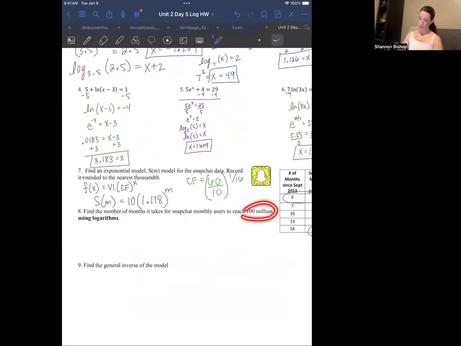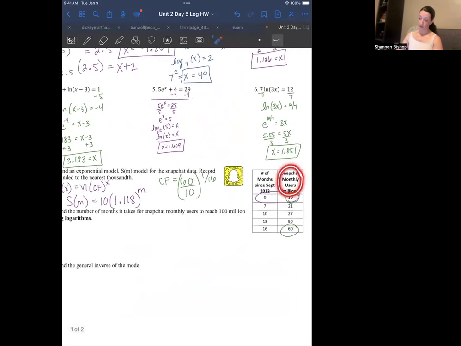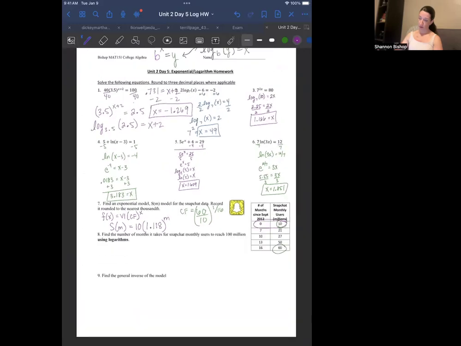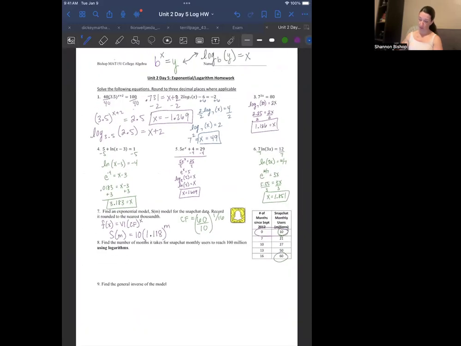Number eight says, find the number of months it takes until those users reach 100 million. 100 million is definitely going to be an output value, which tells me that when I set this up, I want to put the 100 on the outside in the output position. Vertical intercept is 10. Monthly change factor is 1.118. How many months does it take? We don't know.